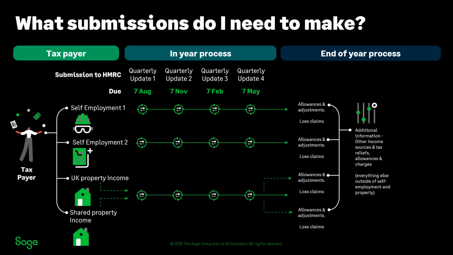Once all quarterly updates have been submitted, you will then enter the end of year process, where you will make any final adjustments and allowances. So this could be interest or dividend income, a capital gain or claim of marriage allowance. Essentially anything that's on your tax return that sits outside of the self-employment and property pages. Now I just want to remind you, all of these adjustments can be done throughout the year. You do not have to wait until the end to make any of these adjustments.